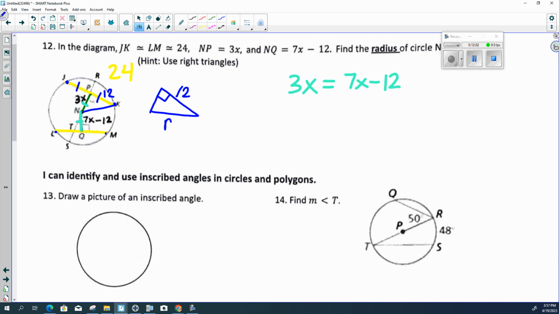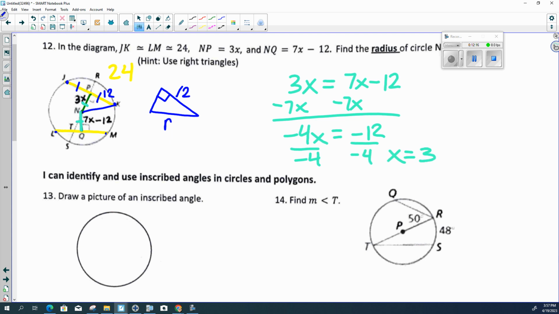I think that's why this problem is so hard, is you've got to take a second to do this part first. So x is going to equal 3. So I'm coming here and looking at this part again. So this will be 3 times 3, which is 9.